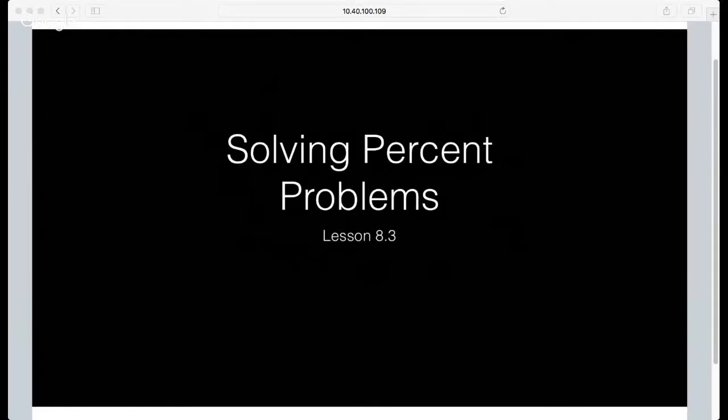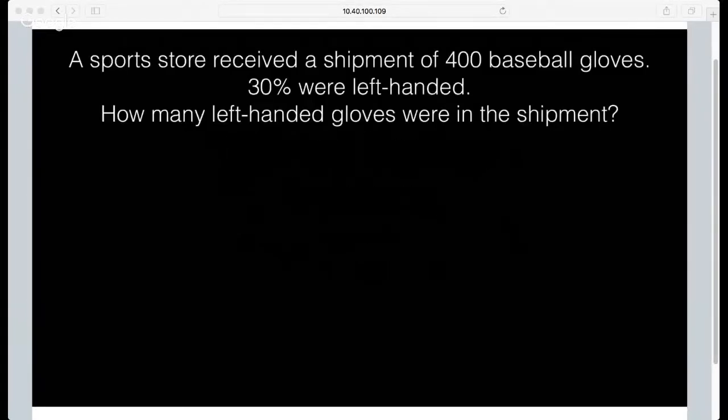Solving percent problems. Let's take a look at our first problem. A sports store received 400 baseball gloves. 30% were left-handed. How many left-handed gloves were in the shipment? All right, some information we have. We have a whole amount of something, right?